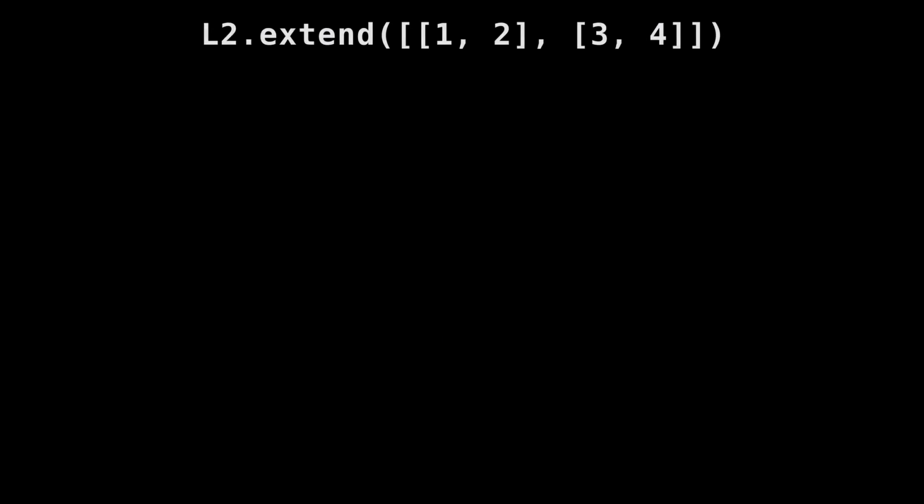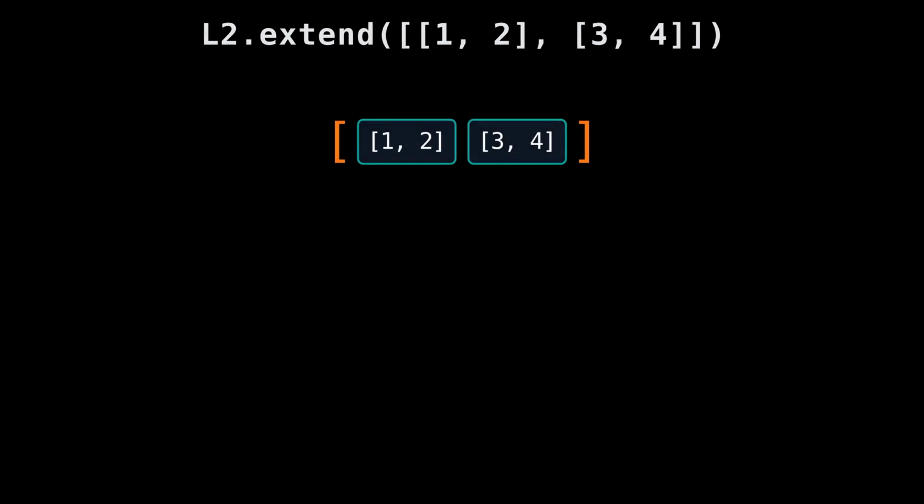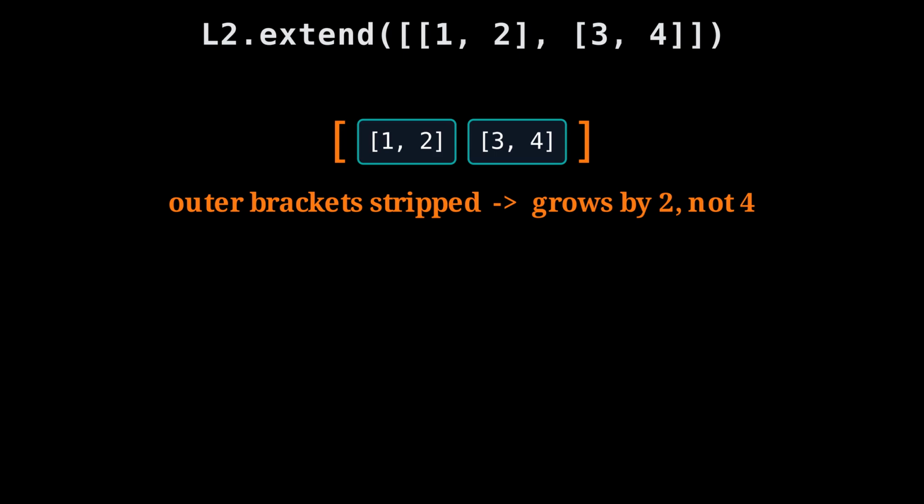That raises a subtle counting question. Suppose L2 is extended by a list whose 2 elements are themselves lists, the list 1, 2, and the list 3, 4. By how many elements does L2 grow, 2 or 4? 2. Extend only strips the outermost brackets, so it adds exactly the top level elements. Here 2 lists counted as 2 objects.